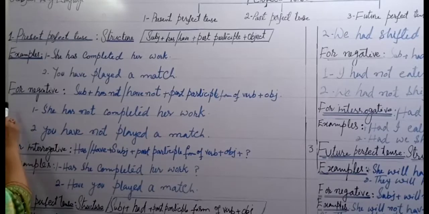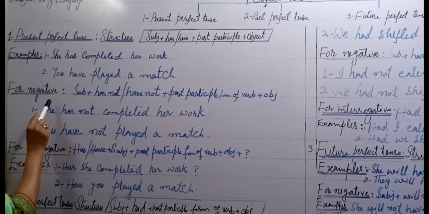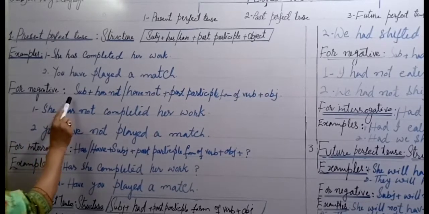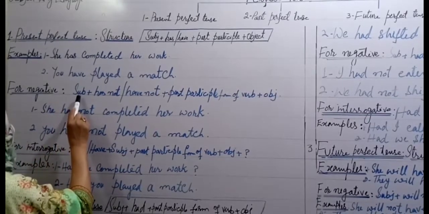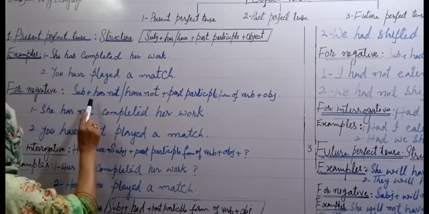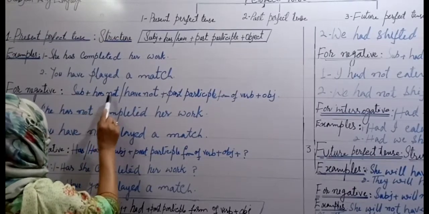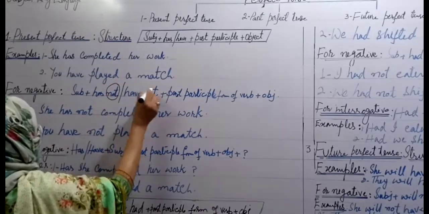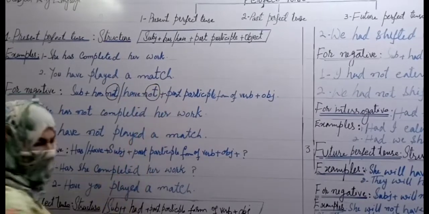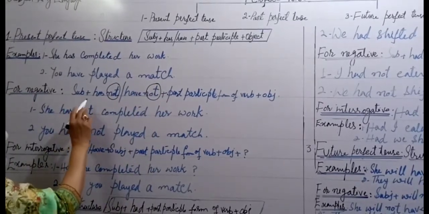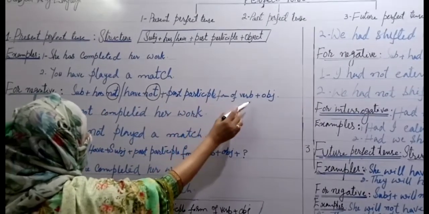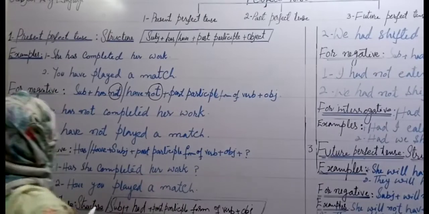If you are going to make negative of this tense, so how will you make negative? Look at the structure. First we will write here subject, then just after has or have we will use the word not for negative sentence. Okay beta? So subject, has not, have not, past participle form of verb, then object.